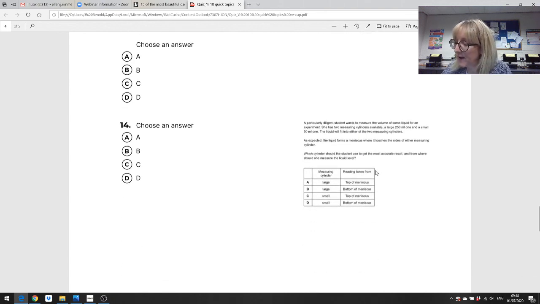So I'll just read them out again. 1 is C, 2 is C, 3 is A, 4 is B, 5 is A, 6 is C, 7 is D, 8 A, 9 D, 10 D, 11 D, 12 A, 13 B, 14 C.